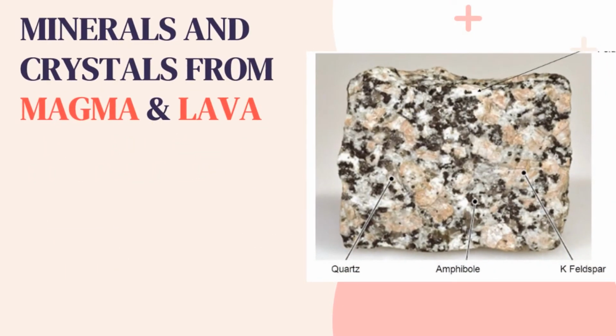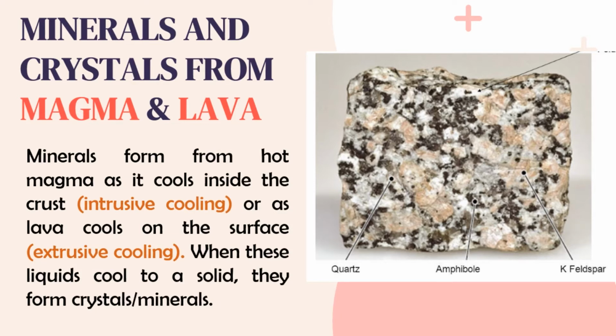Minerals and crystals can form from magma and lava. Minerals forming from hot magma as it cools inside the crust is called intrusive cooling. And as lava cools on the surface, it is called extrusive cooling. When these liquids cool to a solid, they form crystals and minerals.